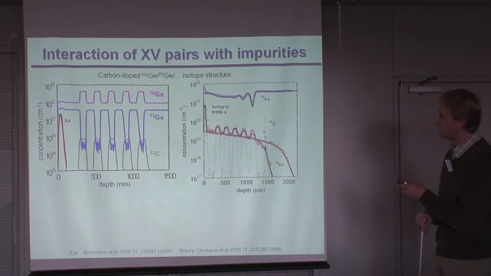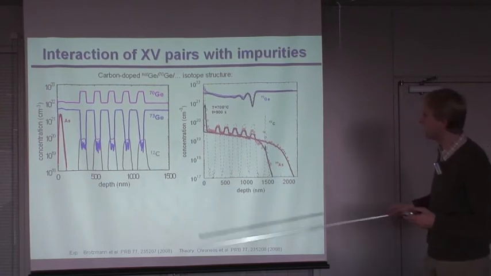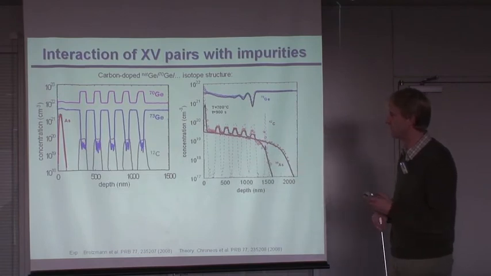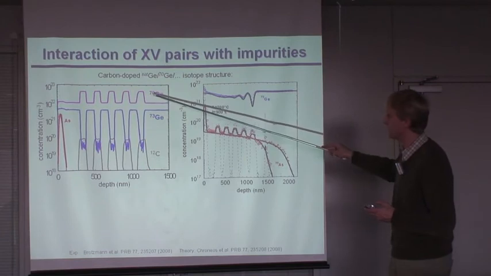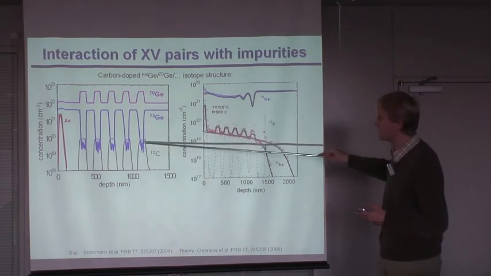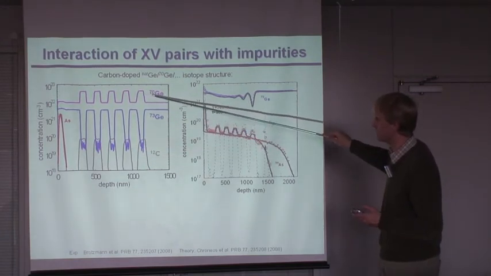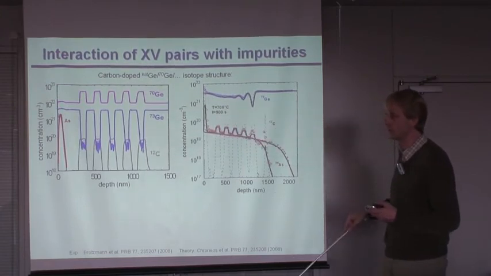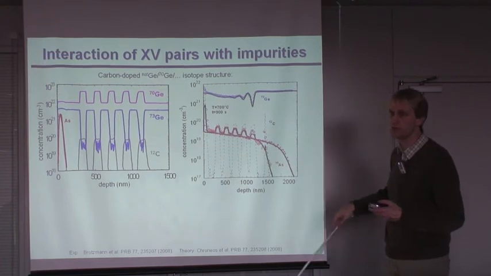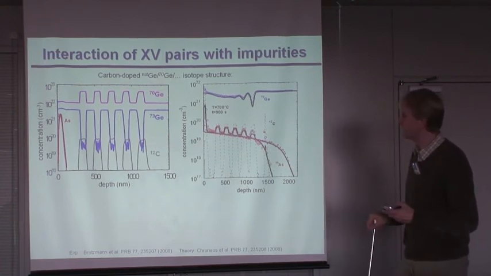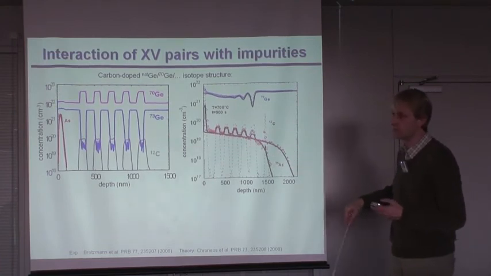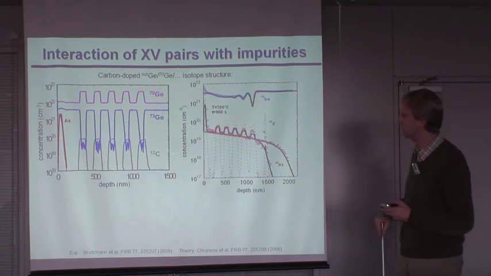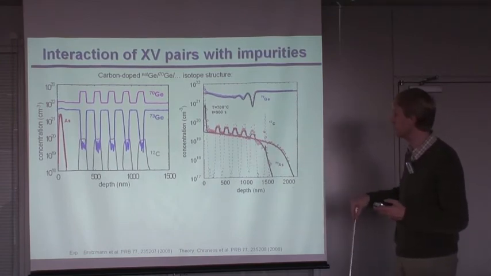Okay, and then you can do much more fancy experiments. Again, with an isotope structure, I just introduced it also with the case of silicon. So you have a multilayer structure of germanium-70, but in this case, additionally, in that area we have a carbon doping. Carbon at a concentration of 10 to the 20s. And the carbon solubility in germanium is pretty low, but here we are well above the solubility limit.